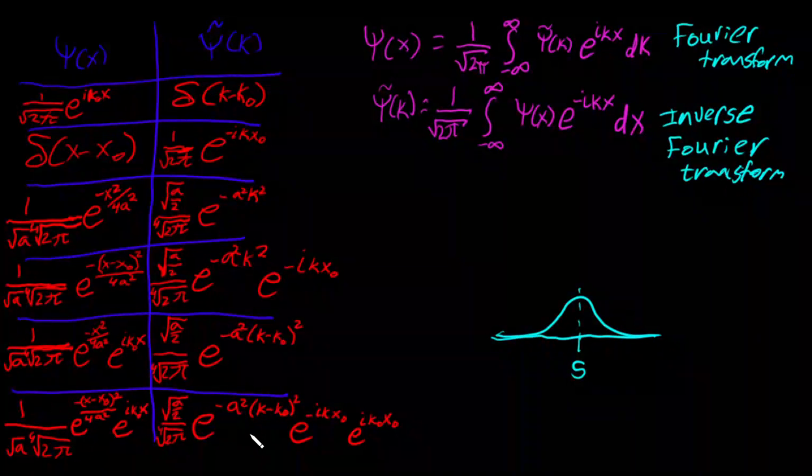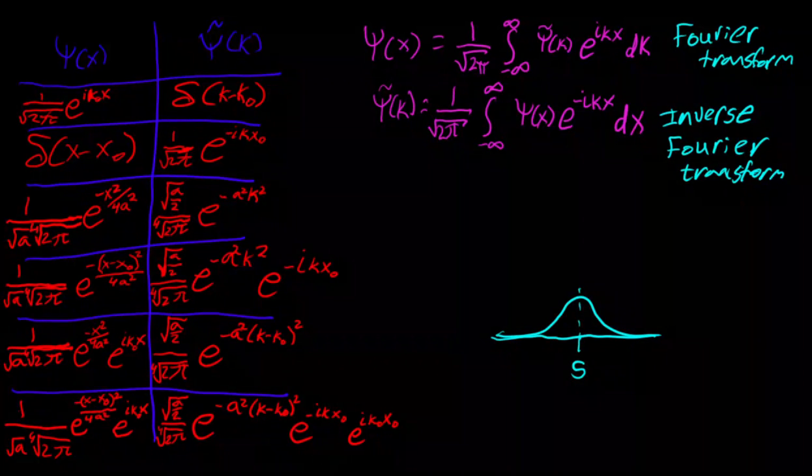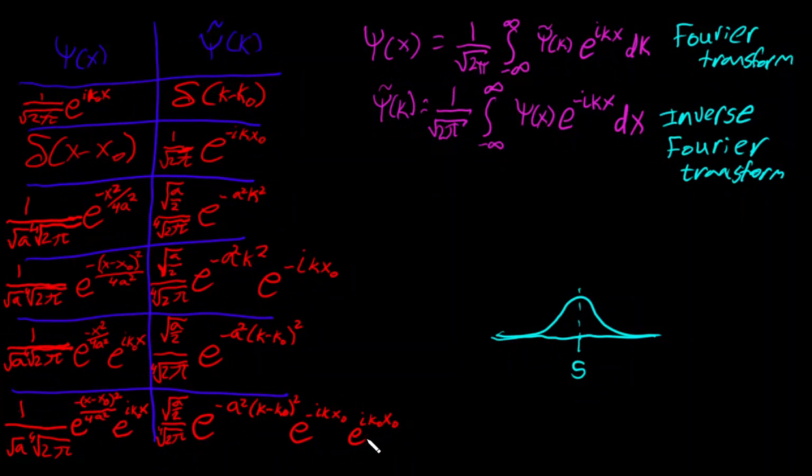Same thing down here. These are the functions in position space and momentum space for a Gaussian centered around the position x equals 0 and the momentum k equals 0. I'm not going to go too much into this. I just wanted to show you the tables. We're mainly going to be using these.